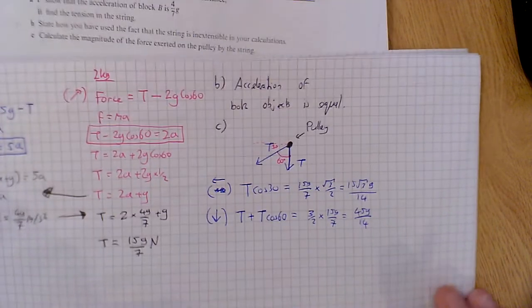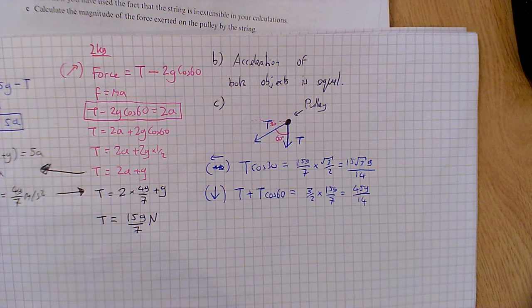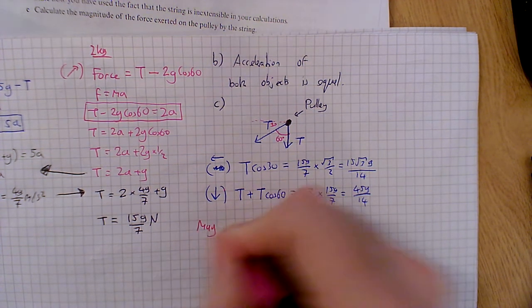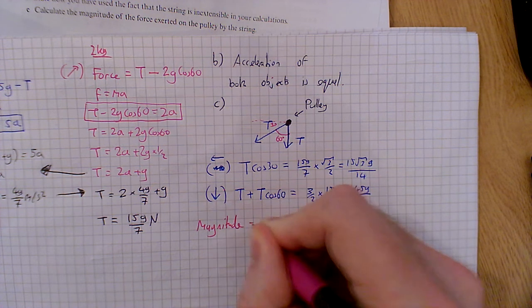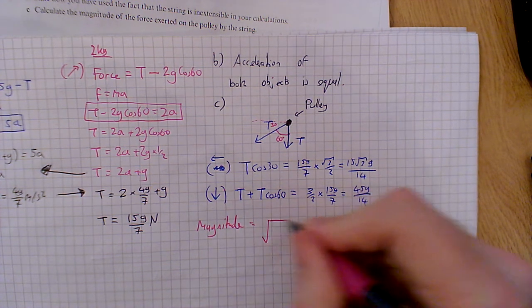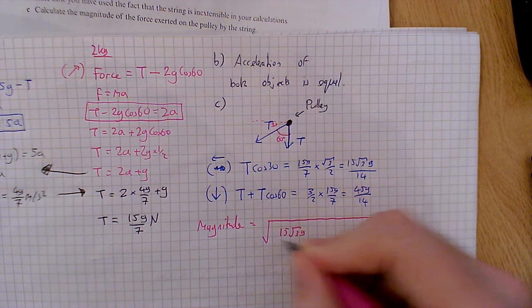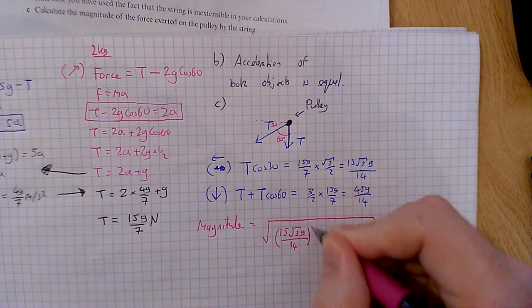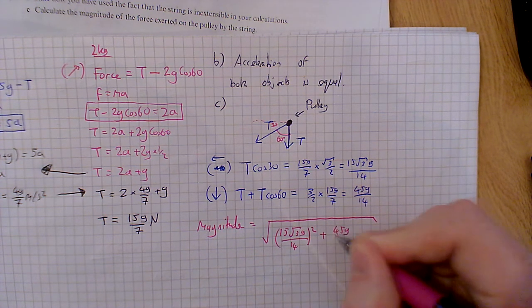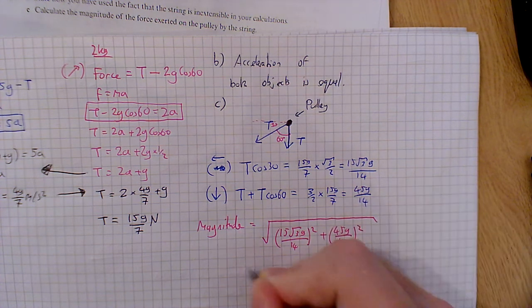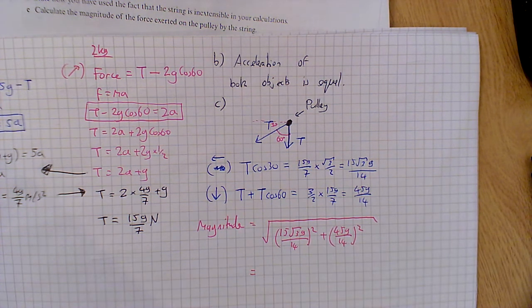So I've now found the horizontal and I've found the vertical amount, and if it's asking for the magnitude, I've broken it up into two parts, but then we need to put them back together to get the magnitude, and hopefully, as we know by now, to get the magnitude of a vector, we are going to use Pythagoras. So magnitude is the square root of all of this. Right, (15 root 3 g over 14) squared plus (45g over 14) squared. So we pop all that into our calculator.